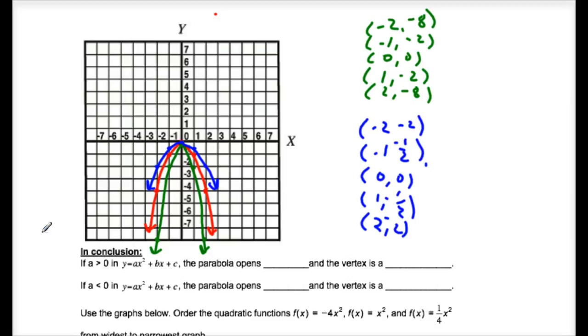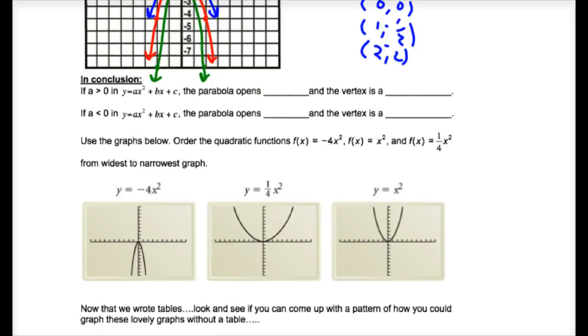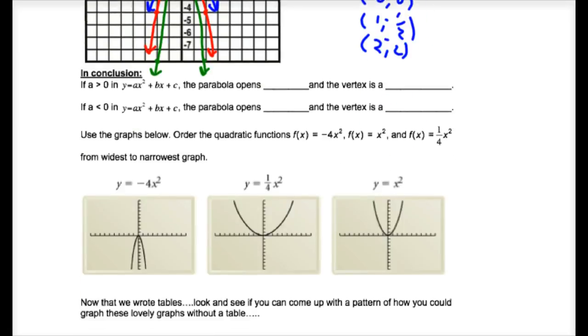All right, let's see what we got. Okay, here's the stuff. If A is greater than 0, the parabola opens upward. A is greater than 0 just means A is positive. It opens up, and the vertex is a minimum. That's the minimum value. The vertex would be a minimum when it opens upward.